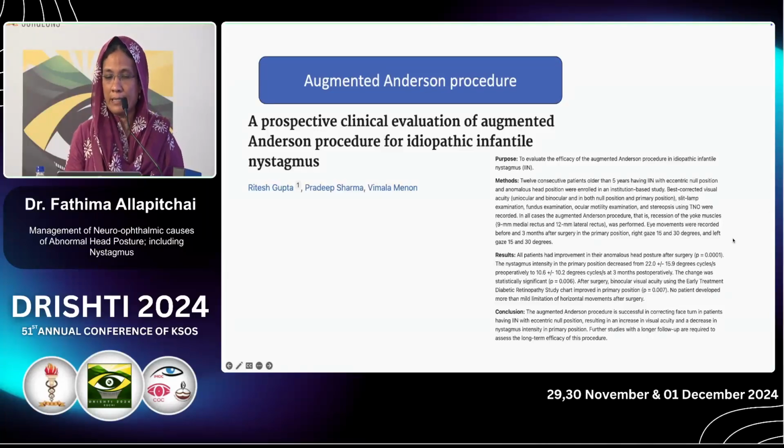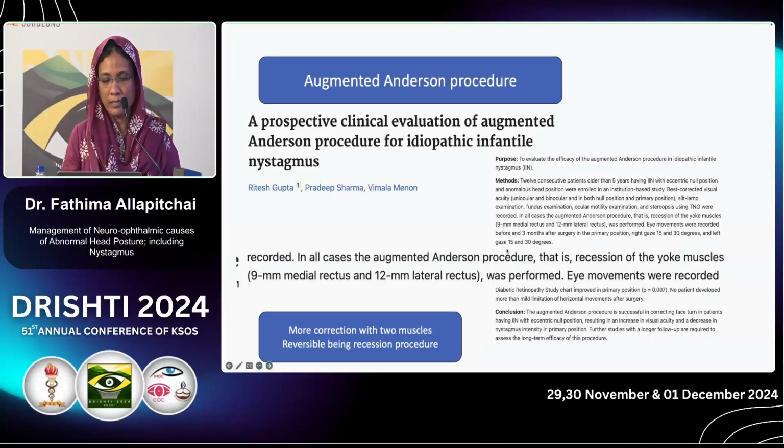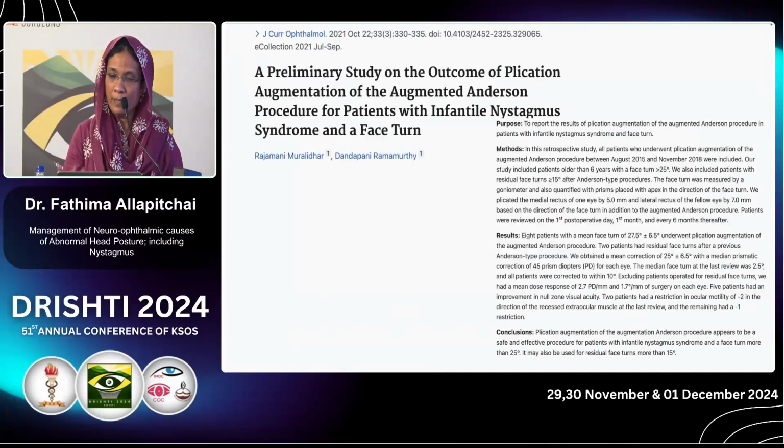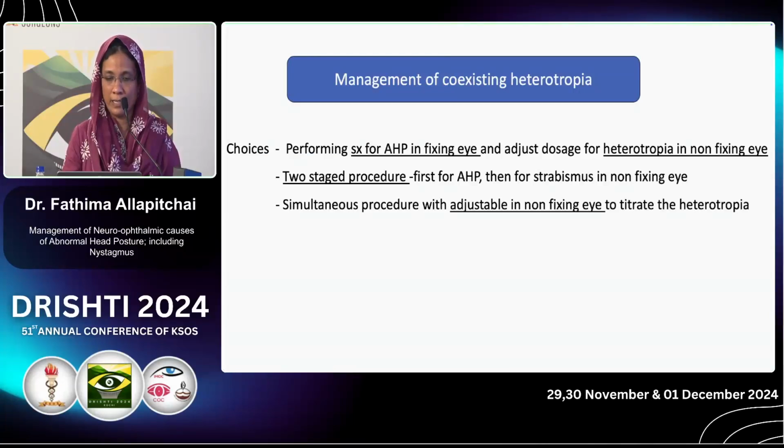Augmented Anderson is to avoid resection; we augment the Anderson. Here is a case where we did a 12 millimeter LR recession and a 9 millimeter MR recession. This is augmentation. Then a further augmentation is plication augmentation, published by Dr. Muralidhar, where instead of resection he recommended plication, because plication is a reversible procedure. That is the advantage he claims.